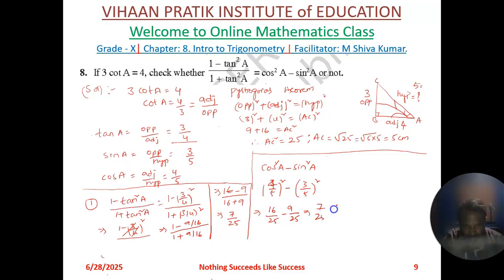Hence it is proved that equation 1 is equal to equation 2, which verifies that (1 minus tan square A) by (1 plus tan square A) is equal to cos square A minus sin square A.